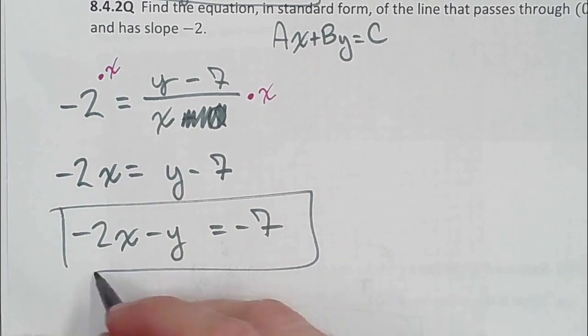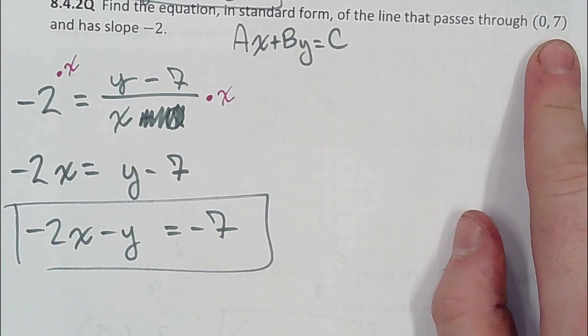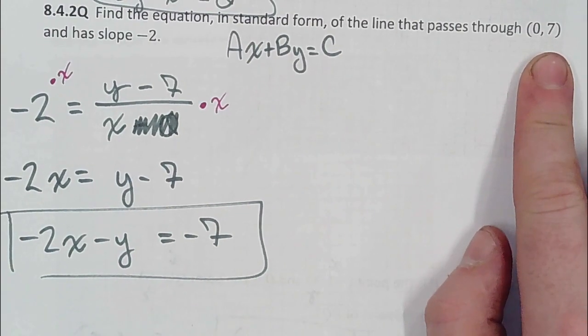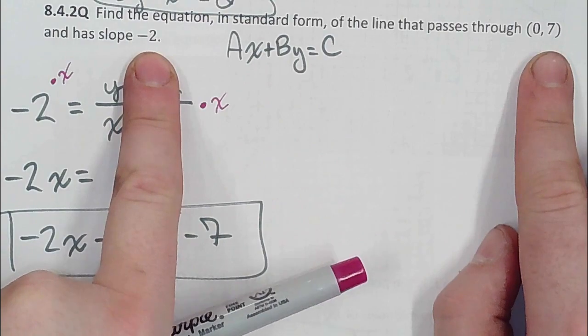Ta-da. Standard form. Another way to do this is to realize, what is special about this point? What kind of point is that? Where's (0, 7)? Y-intercept. That's our slope and our y-intercept.